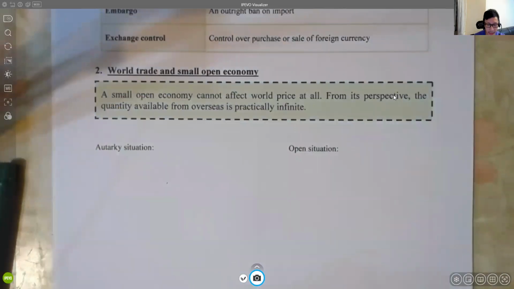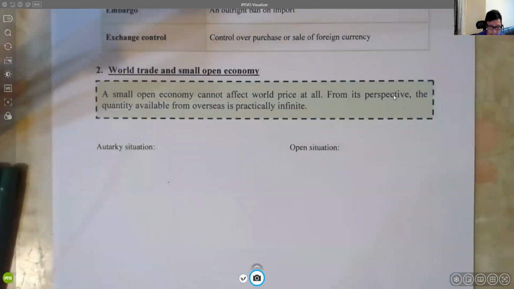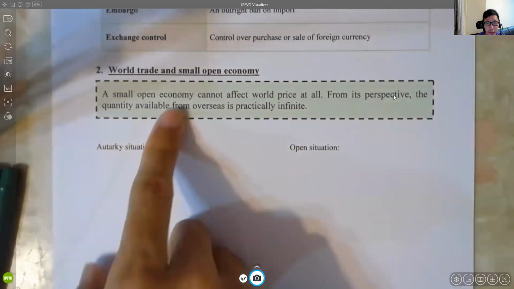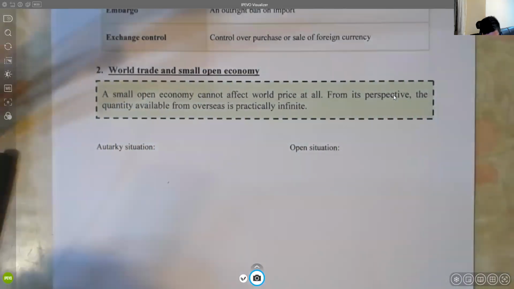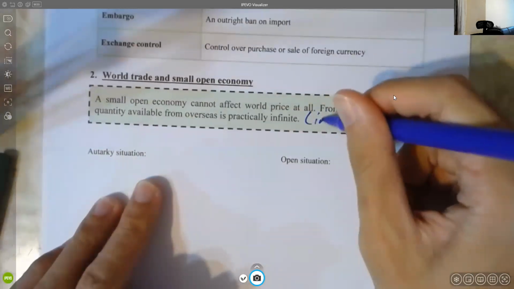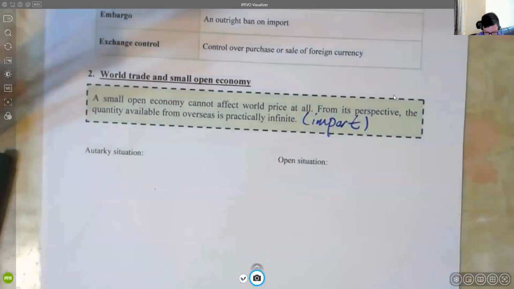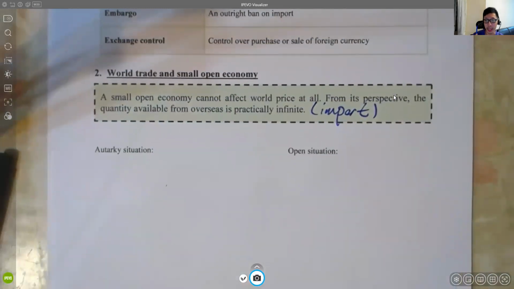Now, first of all, in chapter 24, we are interested in the situation of a small open economy, in the sense that a small open economy cannot affect the world price at all. In fact, it is so small that the quantity available from overseas, we as an importer, 我哋入口嗰個人啦, is basically an infinite amount of goods that they can import. We can import from overseas, right?